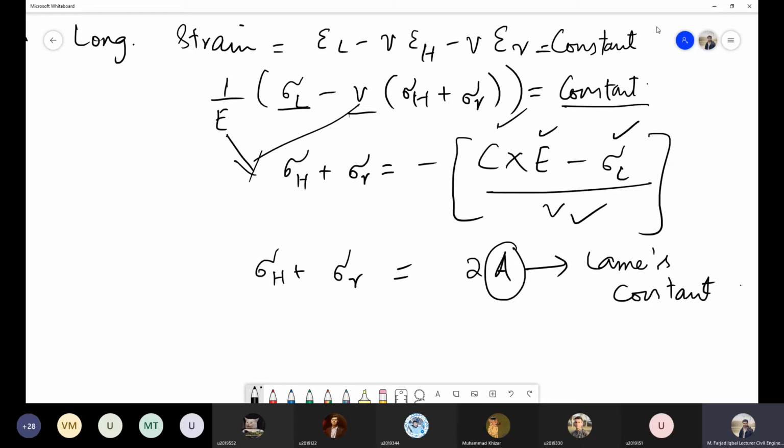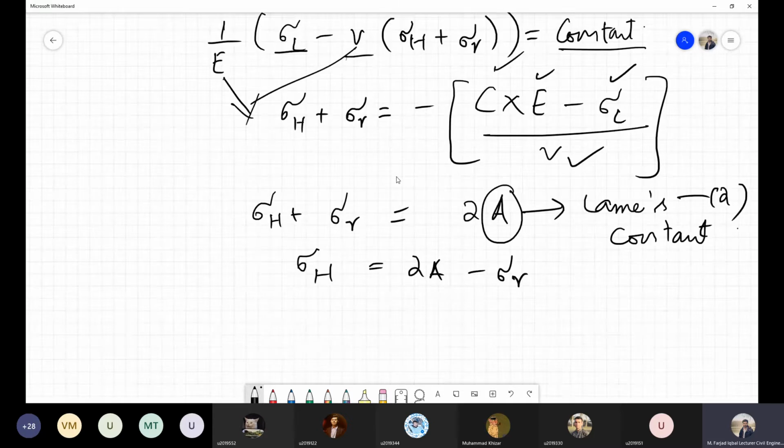So for example, if you have been provided with a cylinder, you will first directly calculate this constant 2a, and then you will see that when we simplify these equations further, we can get the values of these two stresses quite conveniently. Let's call this equation 2, and if I simplify this further, it will be sigma h is equal to 2a minus sigma r.